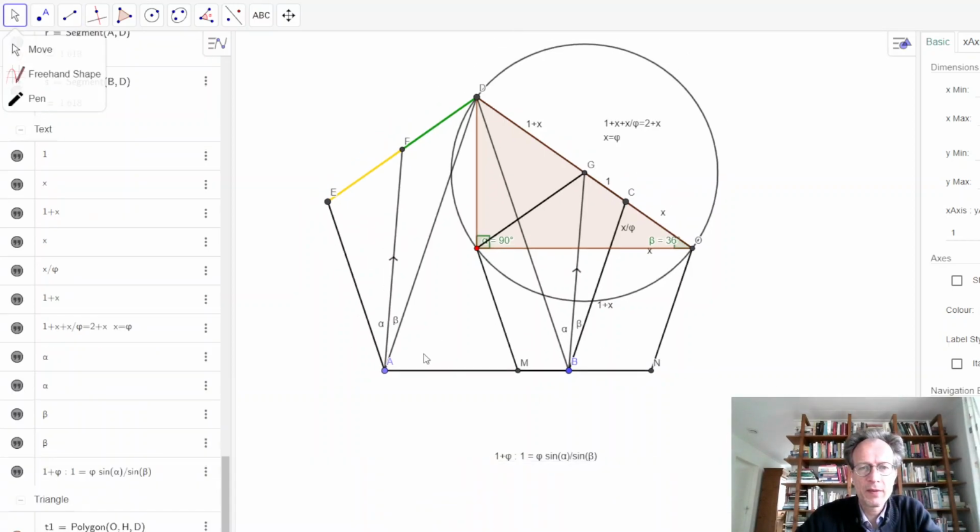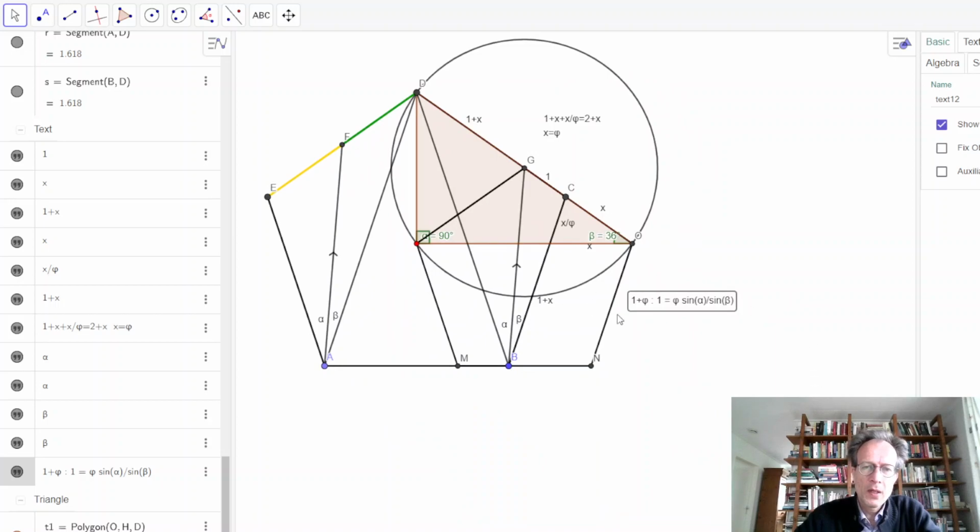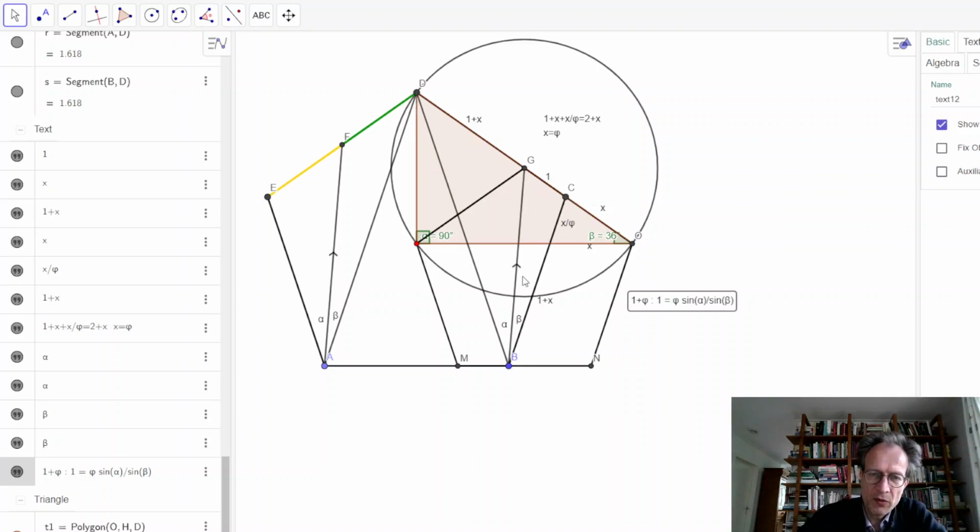Okay, where is it? It's over here. Let's clarify that. So the proportion of this line segment to this line segment is, first of all, the proportion of this side to that side. Now that's very well known within a pentagon. That's phi. So that's this phi times the proportion of the sines of the angles. So sine alpha divided by sine beta.